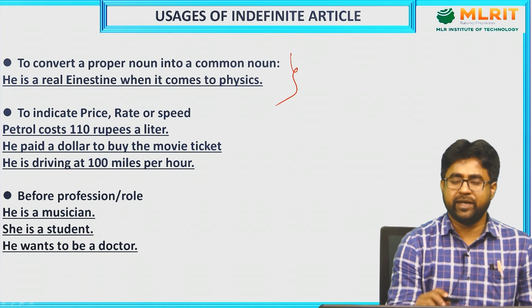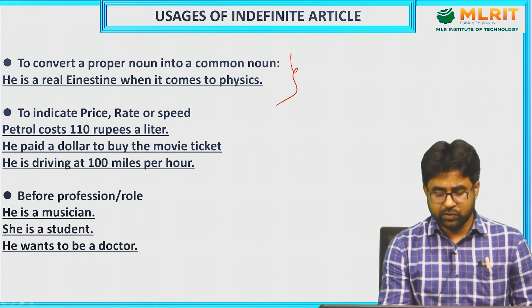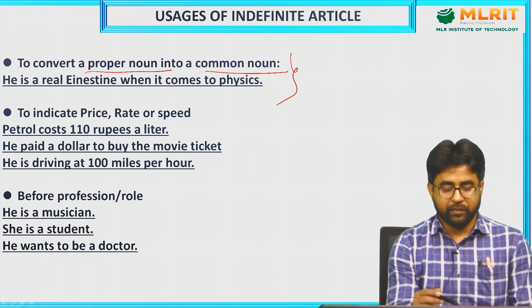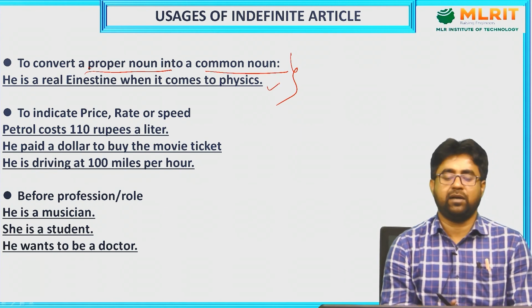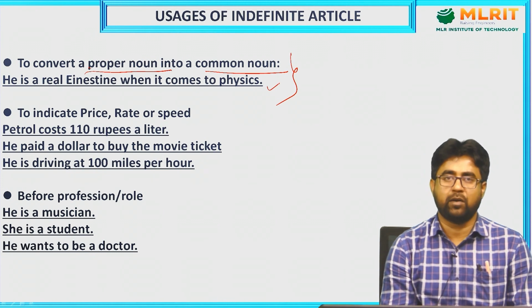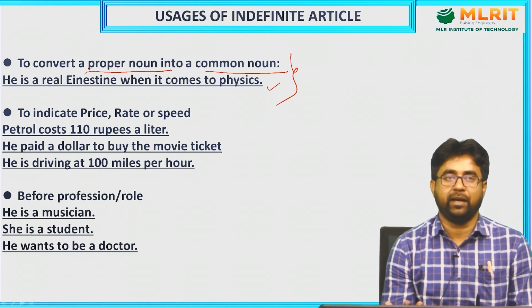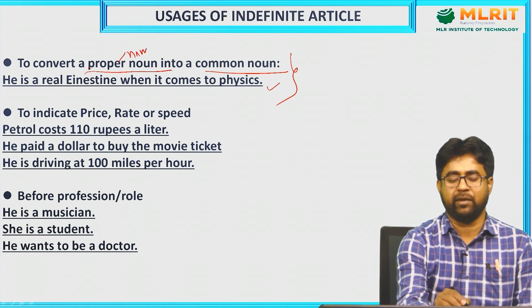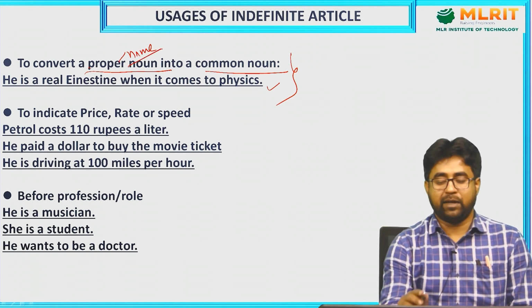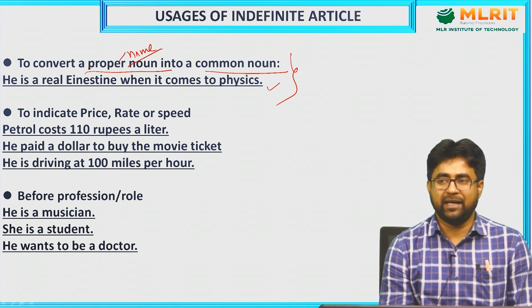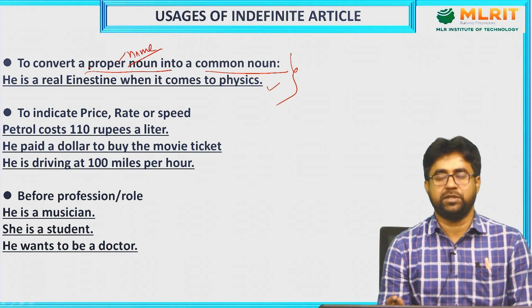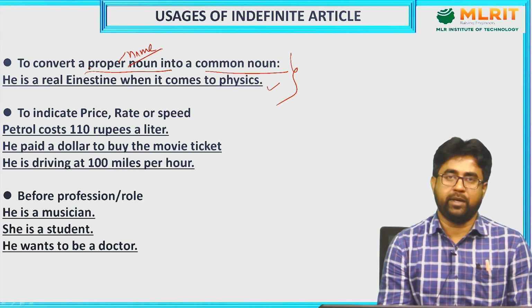Now this is a very interesting usage of indefinite articles: to convert a proper noun into a common noun. Before going into that, I will briefly tell what a proper noun and a common noun are. A proper noun indicates a proper name. It may be the name of a person, city, place, thing, anything. And what is a common noun? A common noun indicates a group of things. For example, if I say students, it can be any students. There are many students. So you can see student is a common noun.